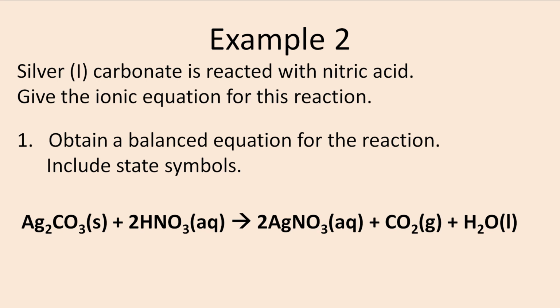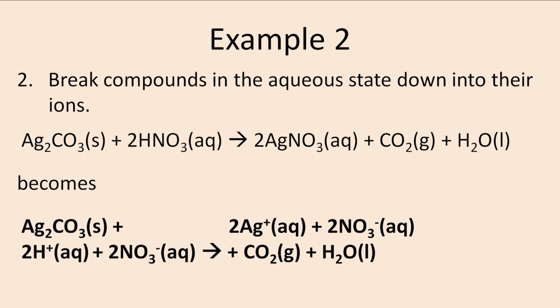Solid silver carbonate and nitric acid react to form aqueous silver nitrate, carbon dioxide gas, and water. The second step rewrites the 2 aqueous nitric acids as 2H+ and 2NO3- ions, whilst the 2 aqueous silver nitrates are written as 2Ag+ and 2NO3-. As the silver carbonate, carbon dioxide and water are not aqueous, their formulae are left as is.